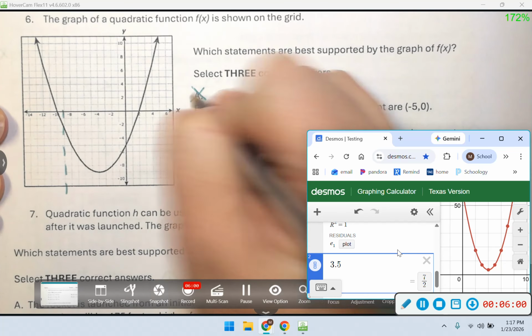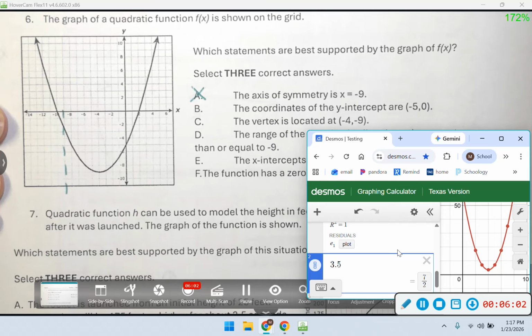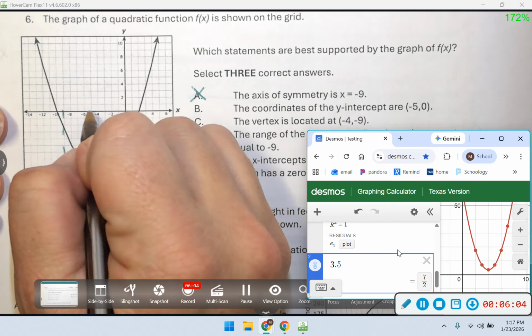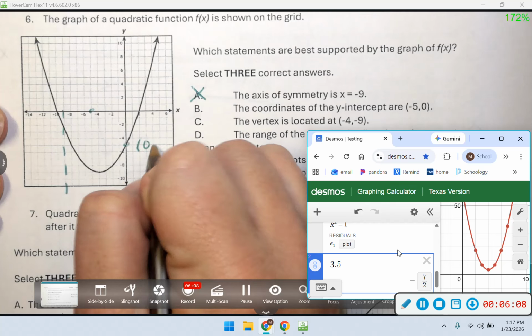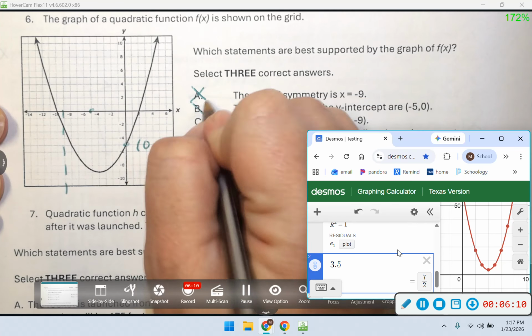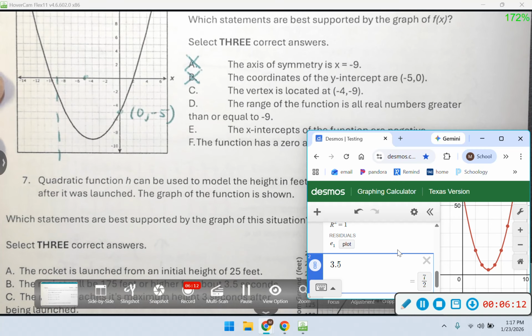That is not cutting it in half. The coordinates of the y-intercept are -5, 0. Well, -5, 0 is right here. So that's backwards. Technically, the y-intercept is 0, -5. So that is also wrong. And I will tell you, I made a mistake the first time I did this because I just saw -5, but you have to be very careful.